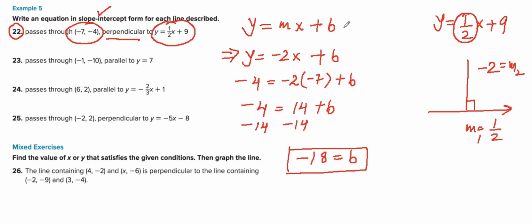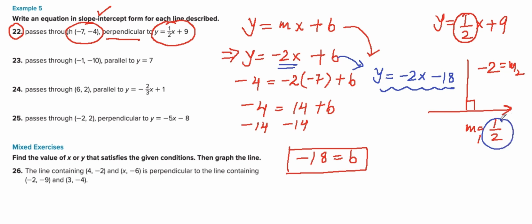So therefore the equation of this line will become y equal to m, which is minus 2x plus b, and b is minus 18. So this is the equation of the perpendicular line. This is your answer. You just need to change the slope, 1 over 2, and it will become minus 2 over 1. If it is a plus, it will become minus with the reciprocal. Similarly, question number 23, you can pause the video.